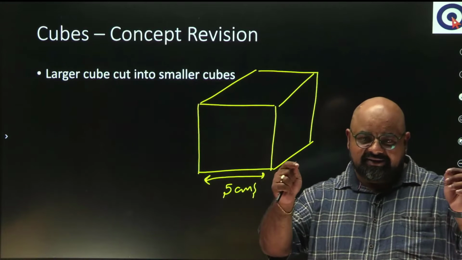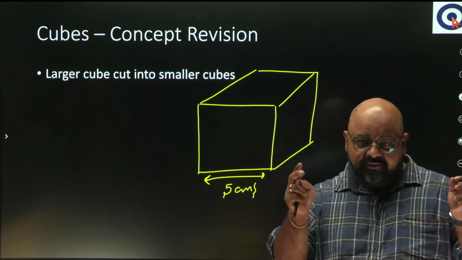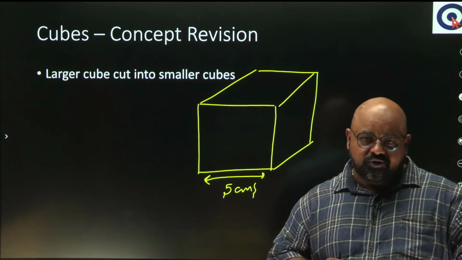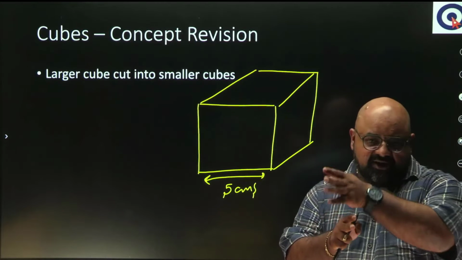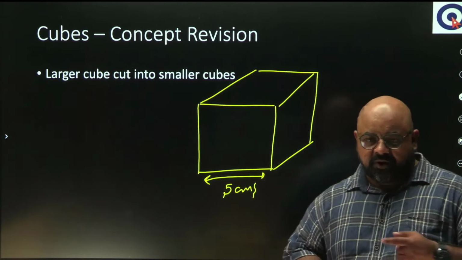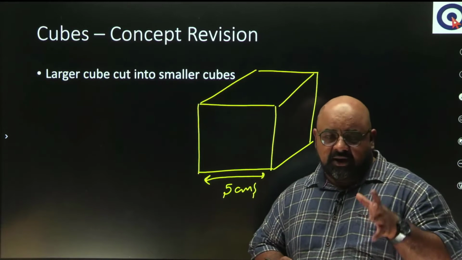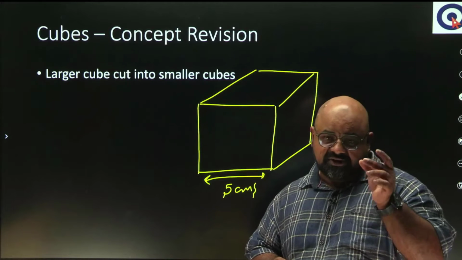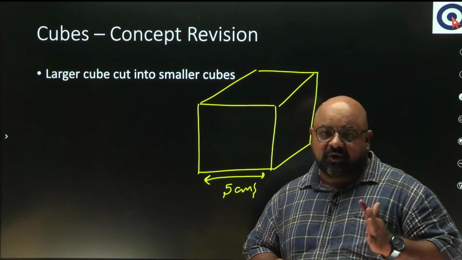Now, if there is a rope and you have to cut it into 2 parts, you have to cut once in between. So one cut produces 2 parts. What if I cut the rope at 2 points? I will get 3 parts. If I cut the rope at 3 points, I will get 4 parts. So if the side of the larger cube is 5 centimeters and you want small pieces of 1 centimeter, that means you need 5 parts. So you need 4 cuts.